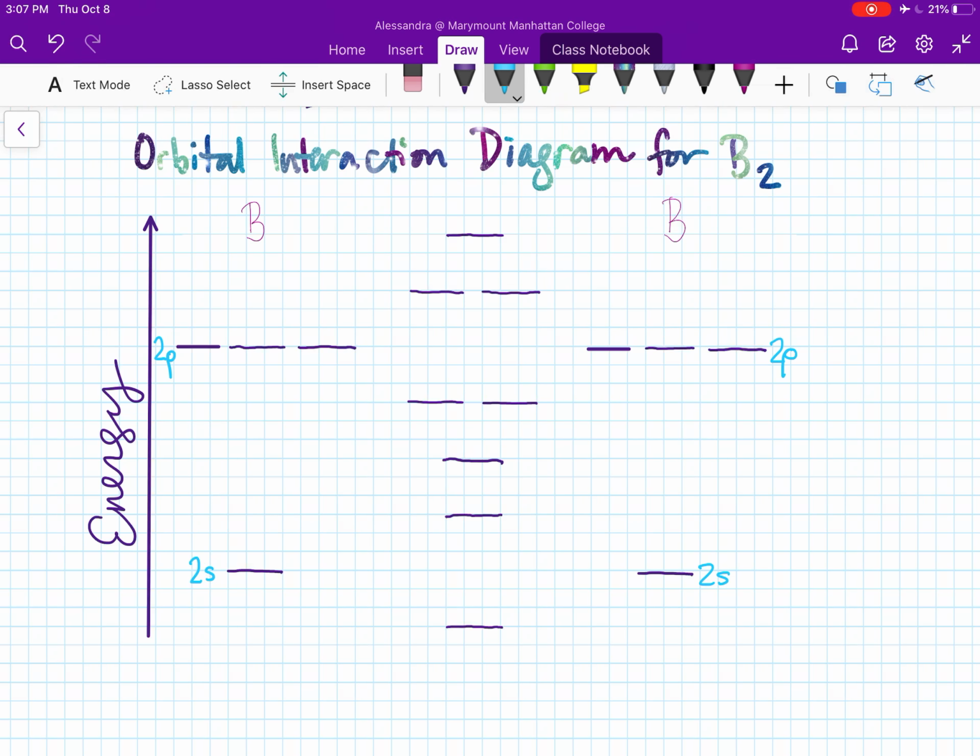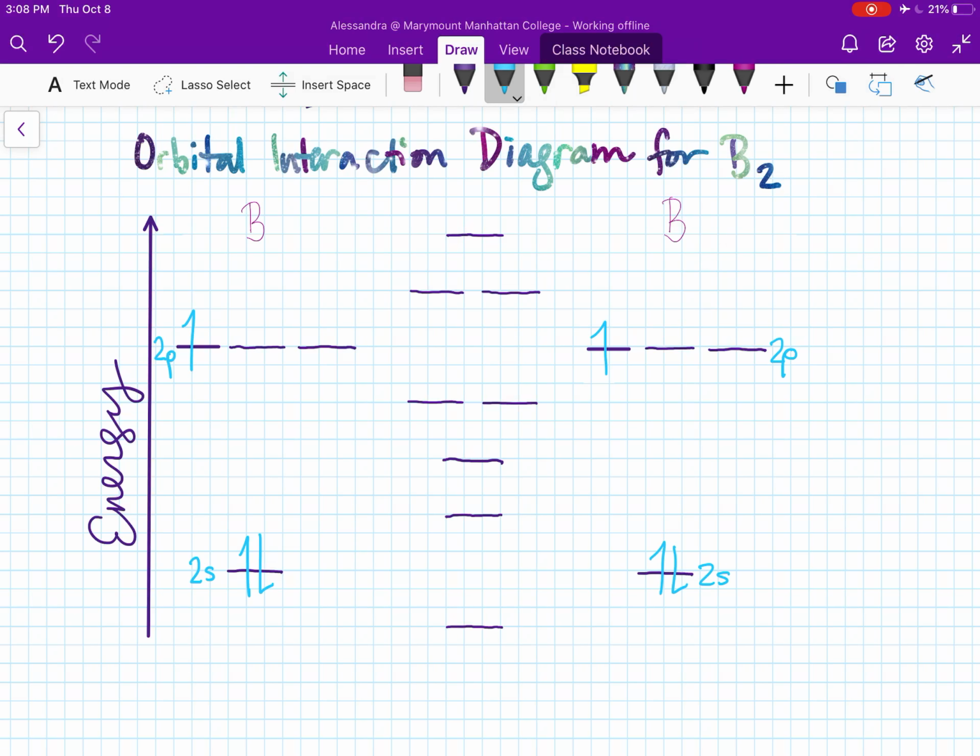Now, boron is in the second row of the periodic table. It has 3 valence electrons. So I'm going to use Aufbau's principle and Hund's rule to fill up the atomic orbitals of boron, just like what we did way back in chapter 2. So here's each boron atom with its 3 valence electrons filling up its valence atomic orbitals.